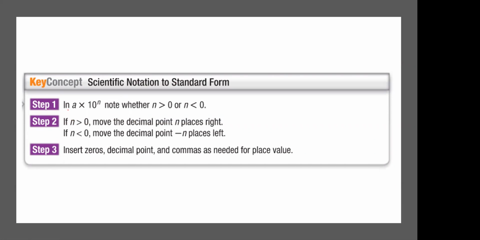Also, note that n has to be either greater than 0 or less than 0, okay? If n is greater than 0, move the decimal point n places to the right. And then if n is less than 0, you move the decimal point negative n places to the left. That's if you're going from scientific notation back to standard form. And then you insert zeros and a decimal point and commas as needed for place value.